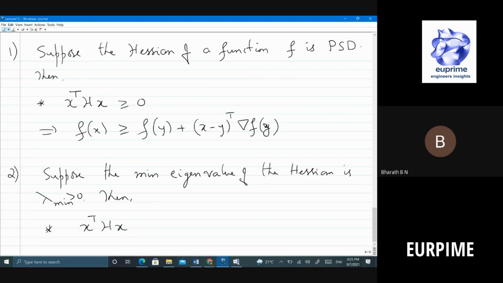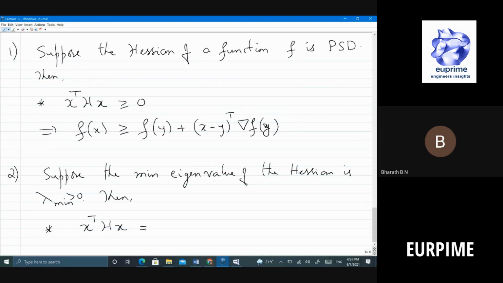Because it doesn't matter at what point you are evaluating the Hessian. This is true for all points. The minimum eigenvalue of the Hessian is lambda min greater than 0. This is irrespective of the points that you pick in the domain. You pick any point, it's always greater than lambda min, and it's positive definite. Basically, I'm saying it's positive definite. Then what can you say about this?